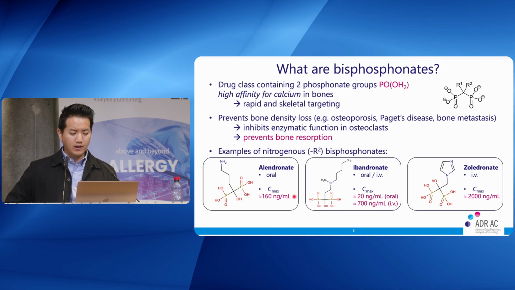Can be very variable, dependent on which bisphosphonate is used, and also dependent on the route of administration. So here you have 160 nanogram per milliliter in the Cmax, but then here for ibandronate, we have both oral and IV routes of administration. You see that, of course, the IV has a higher Cmax. And zoledronate then has the highest. And also, clinically, it is used at a higher dose. So bear that in mind.